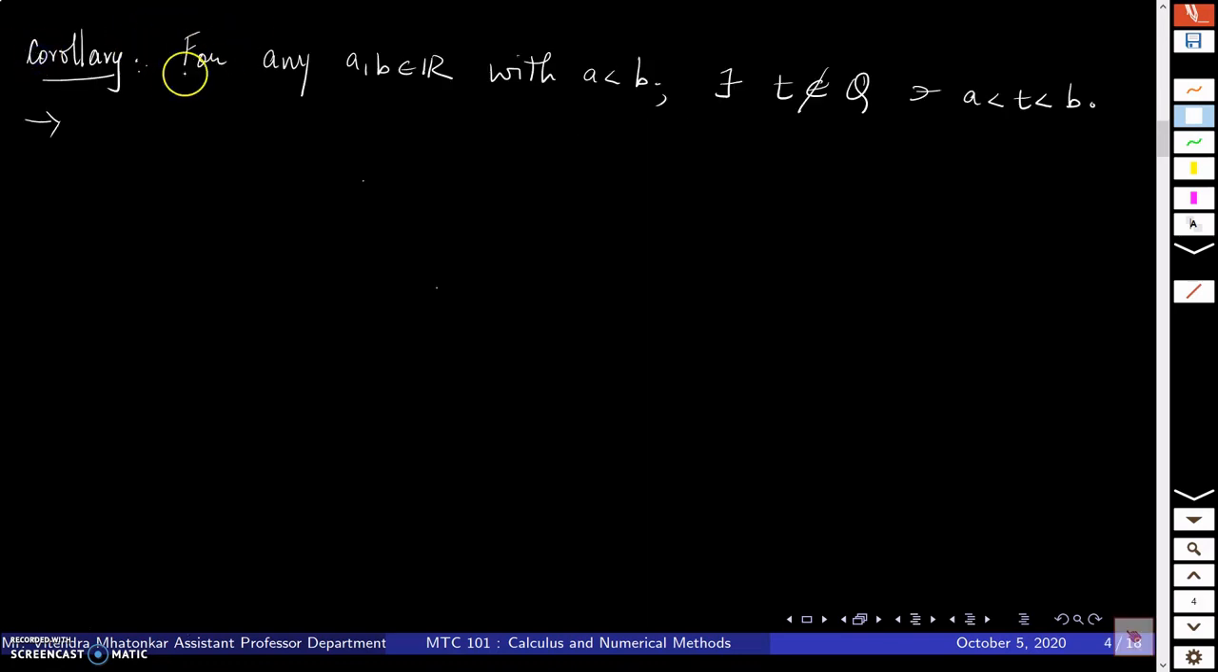Next, we have a corollary to the previous result. We are going to use the previous result to prove this, and this is called density of irrationals. For any two real numbers a and b with a less than b, I can always find an irrational number t. t does not belong to the rationals and t is a real number. So I can always find an irrational t such that t lies between a and b. This is called density of irrationals. So let's prove this. I'll be making use of the previous result.